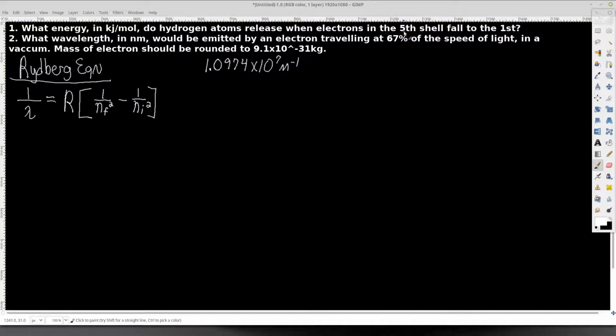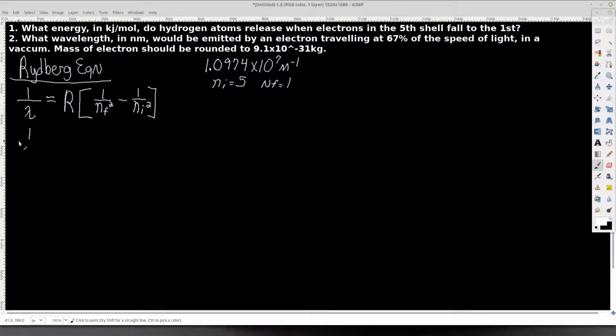Now in the problem, they told us that they had the fifth shell. They're telling us that our electron starts in the fifth shell and falls to the first shell, so that's the end result. So our initial, our n_i, is going to be 5. And our n final, where we're going to end up, is in the first level, so there's the 1. So let's go ahead and plug these into this equation.